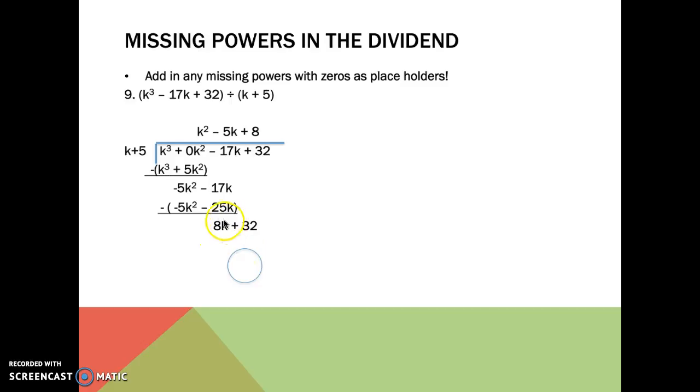We still need to get rid of that k. So we're going to multiply this k plus 5 by 8, so we can get rid of that k. When we multiply that, we get 8k plus 40, and when we subtract that, we're left with a remainder of negative 8. So our solution is going to be k squared minus 5k plus 8 minus 8 divided by k plus 5.